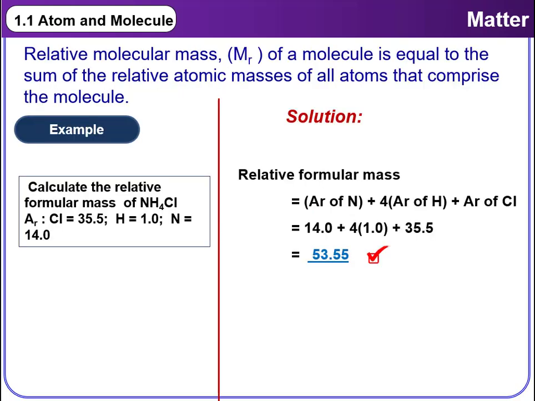Relative formula mass. So let us look at the example where you have to calculate the relative formula mass for ammonium chloride. What to do is to consider the relative atomic mass for each of the atoms present in that ammonium chloride. In this ammonium chloride, we have nitrogen, hydrogen, and chlorine. So you have to consider the relative atomic mass of nitrogen, hydrogen, as well as chlorine. Why do we have 2 times 4? Because we have these 4 hydrogen atoms. Okay, then you solve the mathematics and the answer is 53.55.